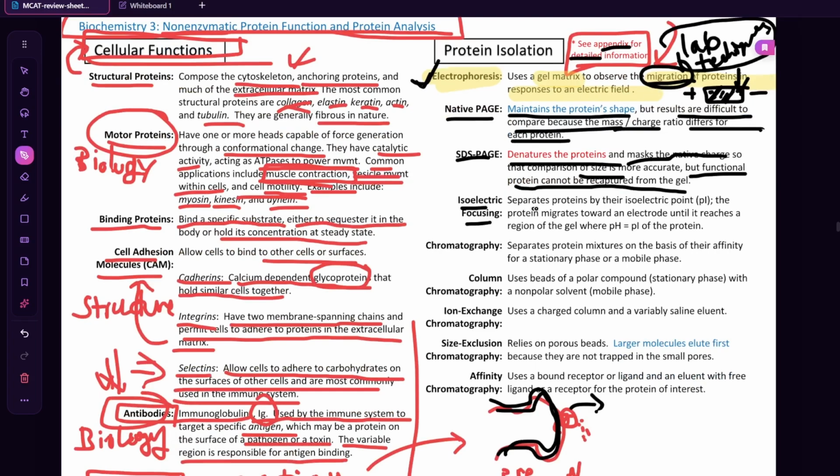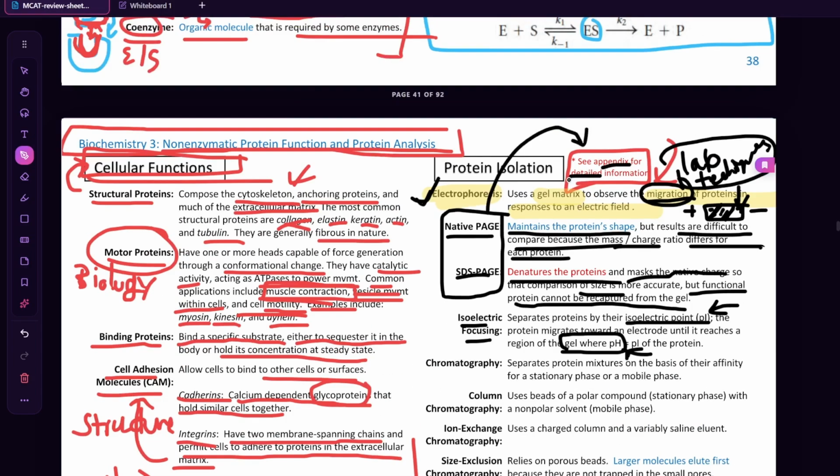Isoelectric focusing is when you separate proteins by their isoelectric point. So remember we reviewed pI. pI is where the amino acid is neutral and it's a zwitterion. Remember that, pI? And so the protein migrates toward an electrode until it reaches a region where the gel pH is equal to the pI. So then you would also figure out what pH would lead to pI, which means that you have a zwitterion, which is neutral. I will go over these two in more detail soon. It's probably in the appendix, so that's why I didn't want to expand too much yet.